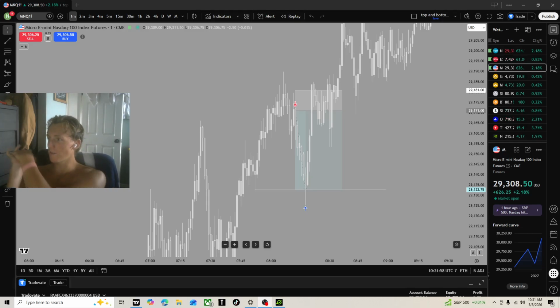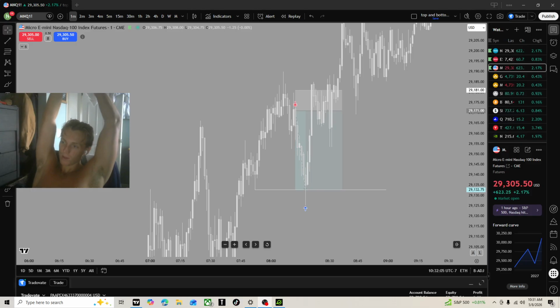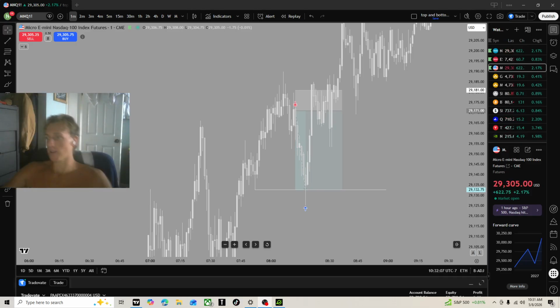It's been a while since I've done a trade recap, but I'm going to start doing them every day because I'm actually journaling my trades now. Not that I need to, but I just figured I'm going to do it. But here's a trade for the day.